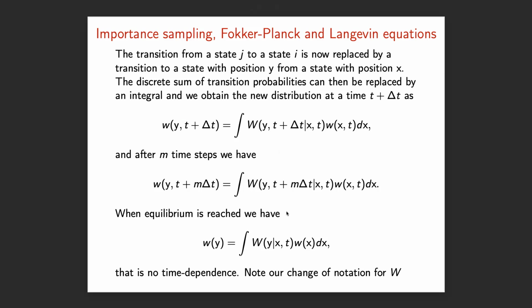And when equilibrium has been reached, what happens then is that these probability distributions become time independent. There may be a time dependence on the transition probability. And we simply write it like this. This is a probability of being at y, given that you start at x. So the bar here is a conditional probability: the probability of being at y, given that you started at x at a time t.